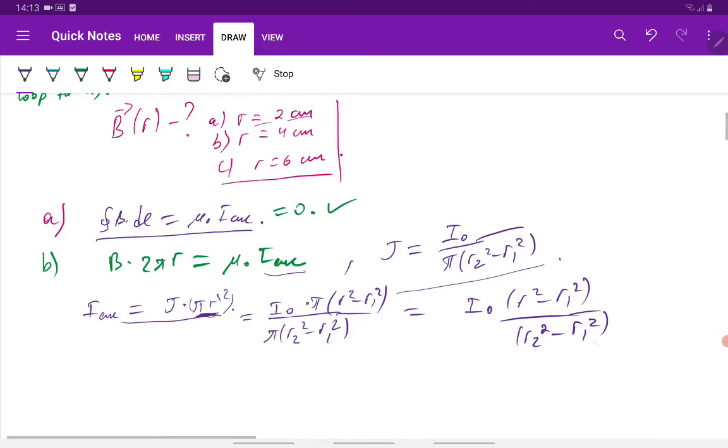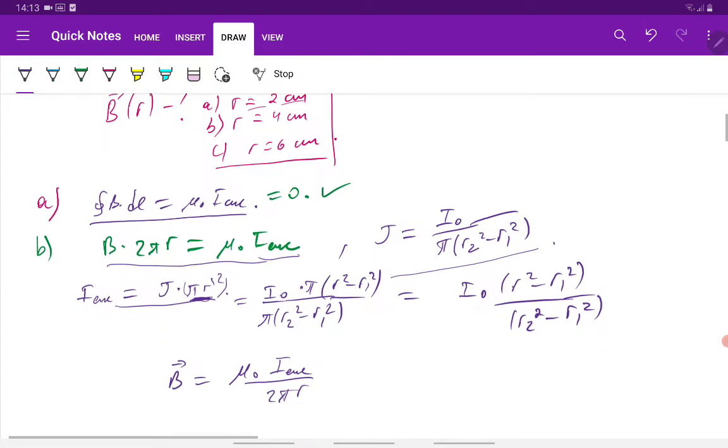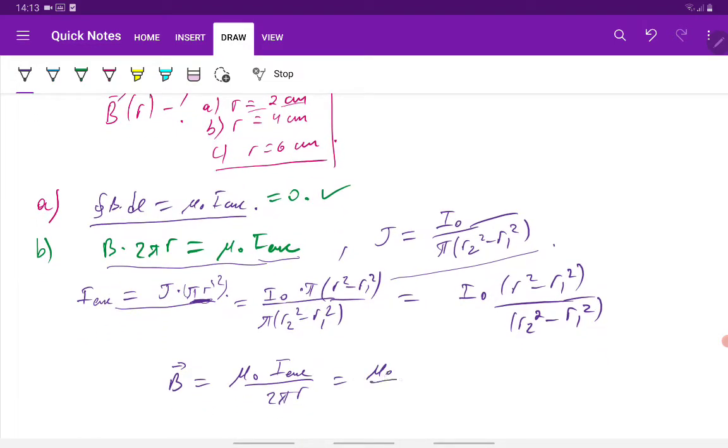So all we need to do is substitute into Ampere's law. B equals mu0 I enclosed over 2 pi r, where r is 4 centimeters. Let's substitute everything: over 2 pi r, I0 times r squared minus R1 squared over R2 squared minus R1 squared.